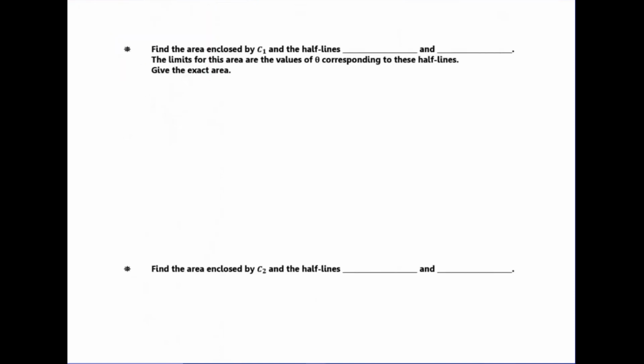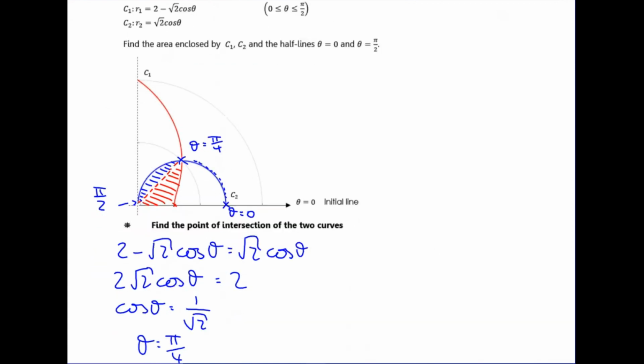And so there's a lot more space over here. So we've said we're going to find first the area enclosed by C1 and the half lines theta equals 0 and theta equals pi over 4. Remember area, I call that A1. So area for polar integration is a half integral of r squared d theta. For the red one, we're doing 0 to pi over 4. The equation of C1 is 2 minus root 2 cos theta.